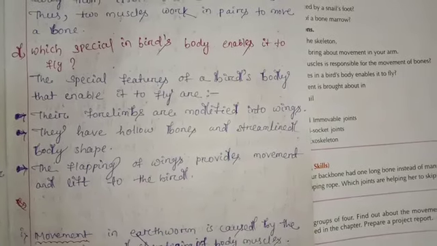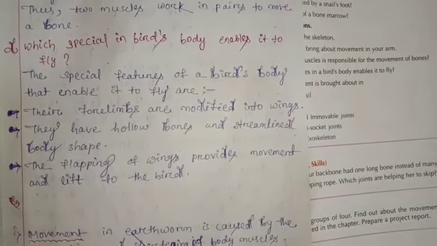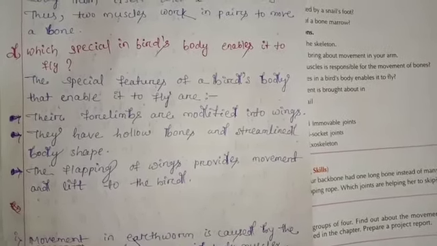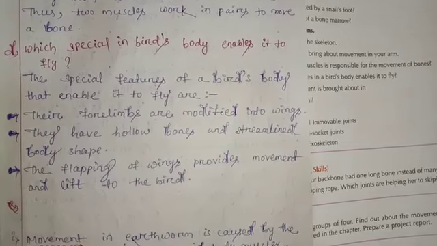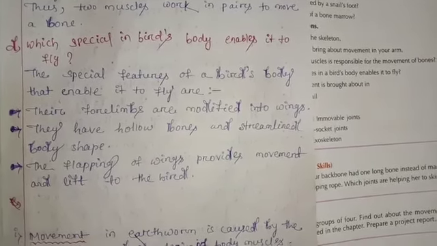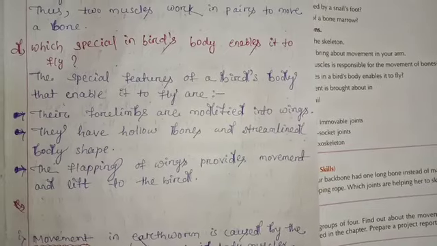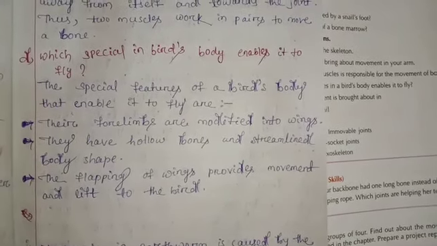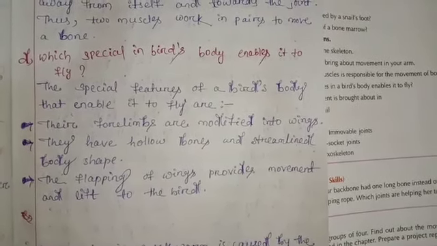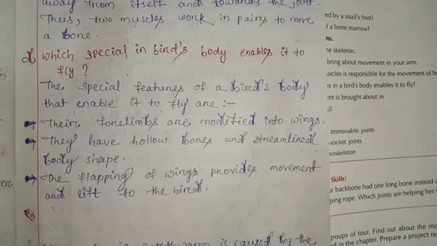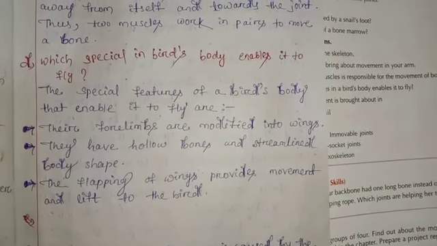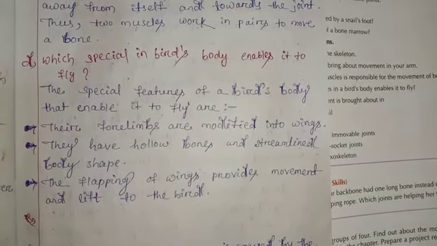Which special features in a bird's body enable it to fly? The special features of a bird's body that enable it to fly are that their forelimbs are modified into wings. They have hollow bones and a streamlined body shape. The flapping of wings provides movement and lift to the bird.